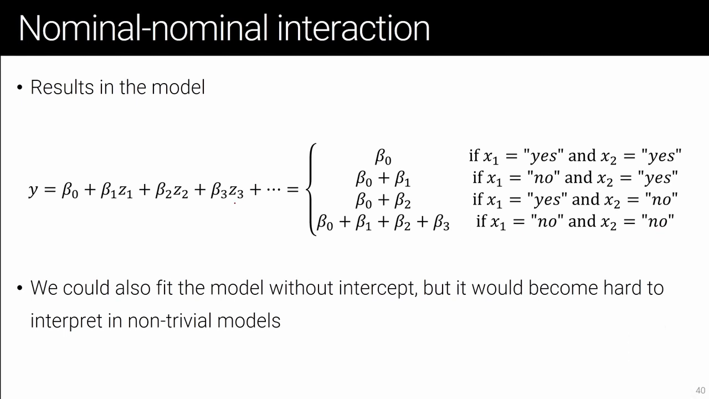And by the way, this z3 is actually computed as the product of z1 times z2. We are actually computing the interaction term by computing the product of the two dummy variables z1 and z2. And again, we could fit the model without an intercept. That would be adding yet another dummy variable, but it's going to start being tricky to interpret if we add more and more predictors. So let's see an actual example on what this looks like and how to interpret it.